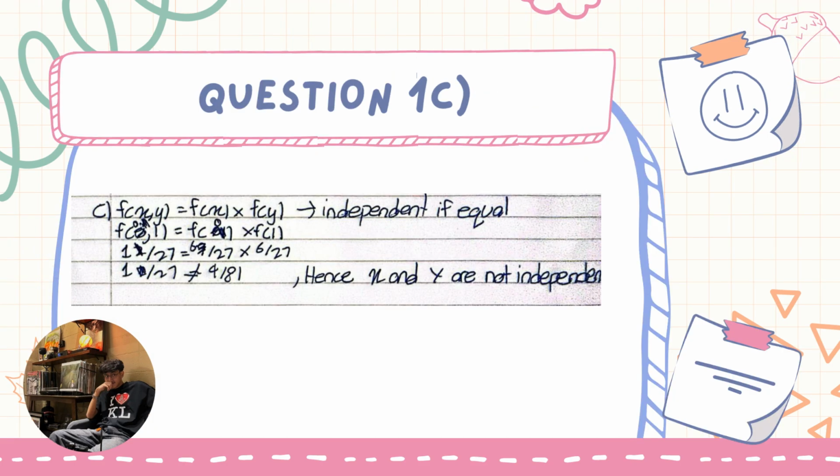For question 1c, we need to determine whether X and Y are independent. To check if it's independent or not, the joint probability distribution must be equal to the product of the marginals f(x) and f(y). To test this out, we take x equals 0 and y equals 1. For the joint probability f(0,1), we get 1 over 27, which is not equal to the product of the marginal probabilities of x equals 0 and y equals 1, which is 4 over 81. Hence, X and Y are not independent.